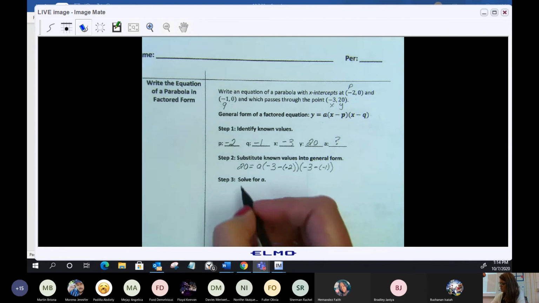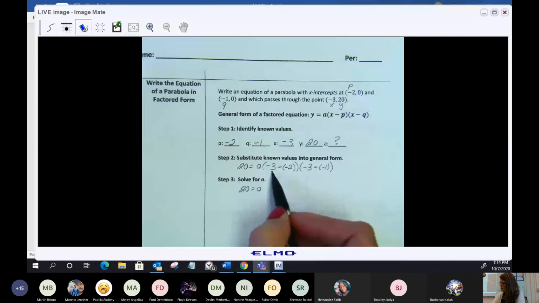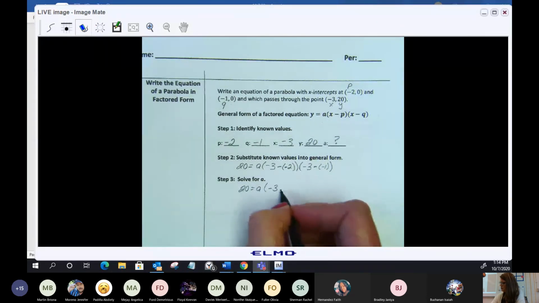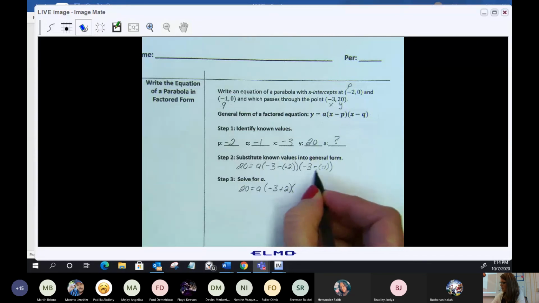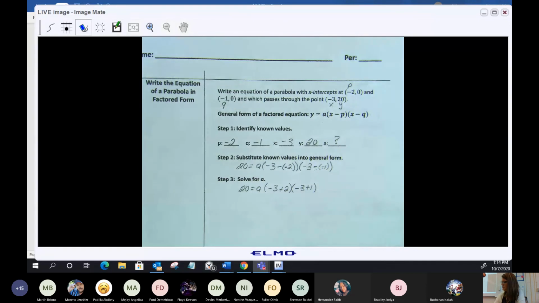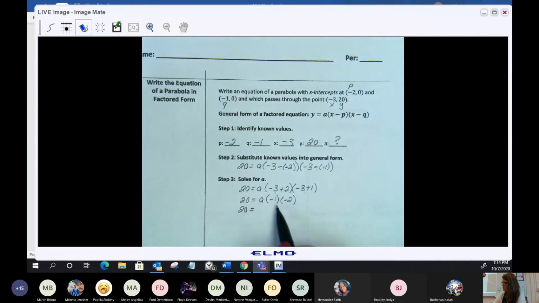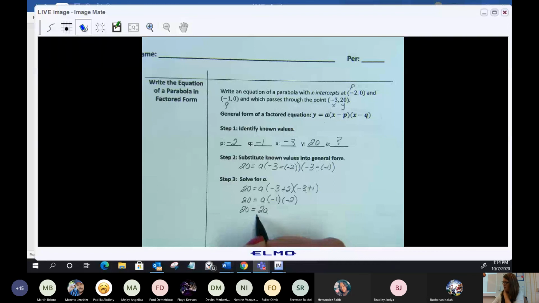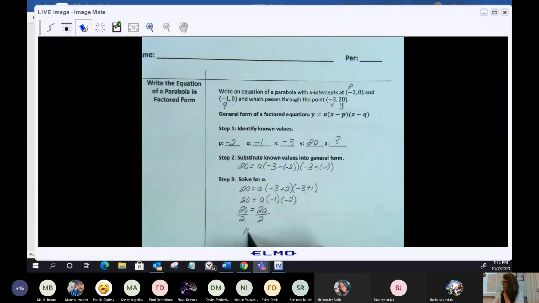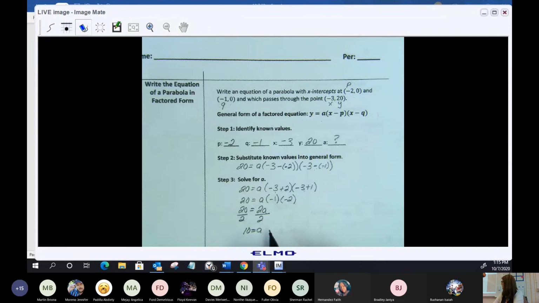So let's just start simplifying. I have 20 equals a times, okay, so this is negative 3 plus 2. I got a negative negative. Times, here's another negative negative, negative 3 plus 1. Now again, I'm going to keep simplifying. 20 equals a times, negative 3 plus 2 gets me a negative 1. Negative 3 plus 1 is a negative 2. 20 equals, okay, so negative 1 times negative 2 is a positive 2, so that's 2a. Divide out that 2, and 10 equals a. You got it.